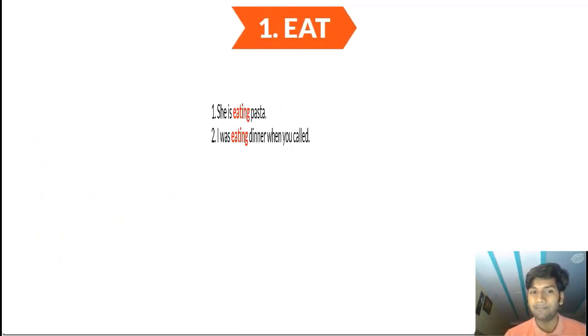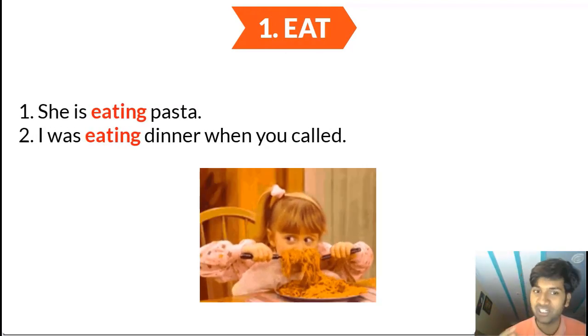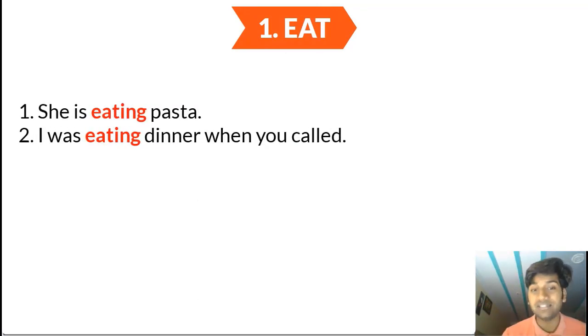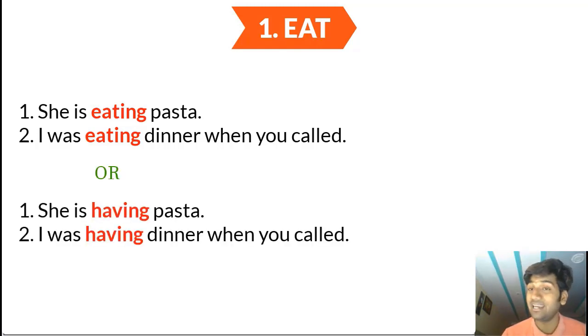So, she is eating pasta. I was eating dinner when you called. In these examples, I'm using eat as the main verb. Now, have can give the same meaning. Since the verb is in the present participle, we'll say having. So we'll say she is having pasta. That means she is eating pasta. I was having dinner when you called. I was taking dinner. I was eating dinner when you called. So it can mean eat.